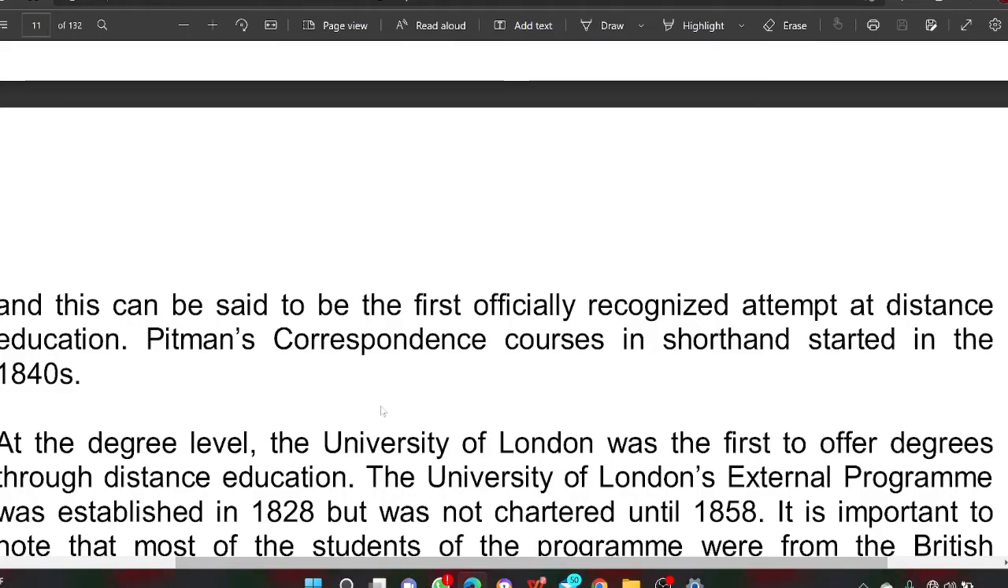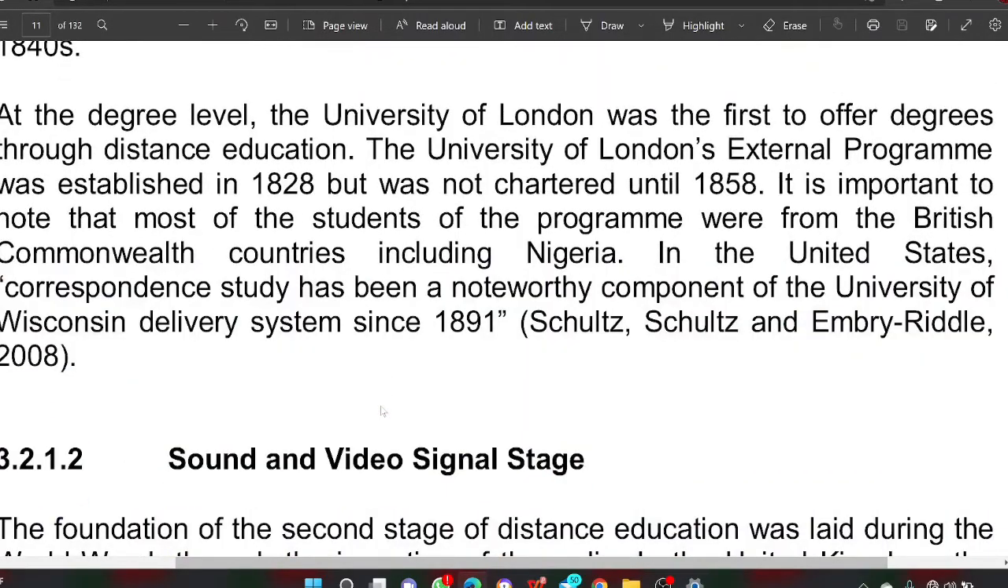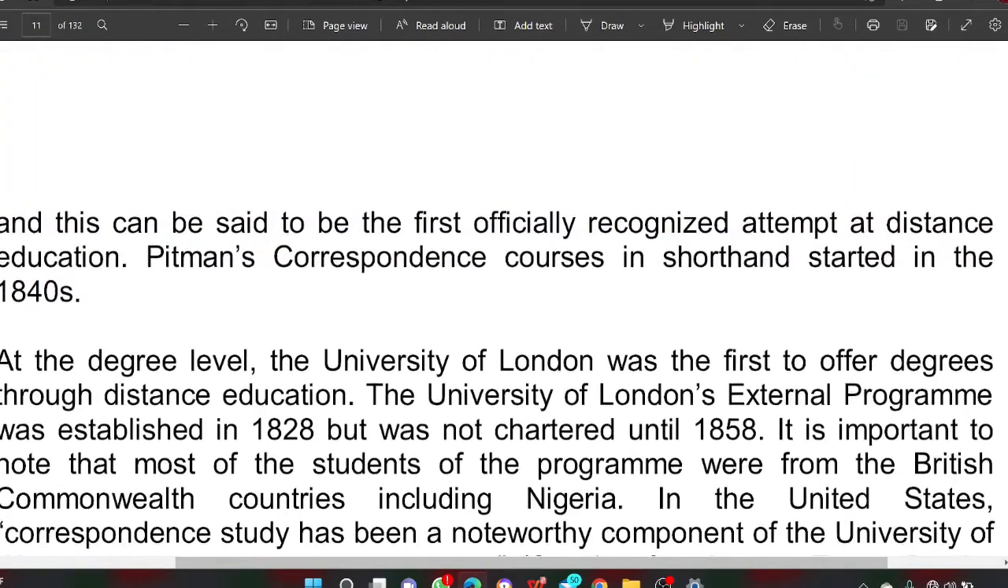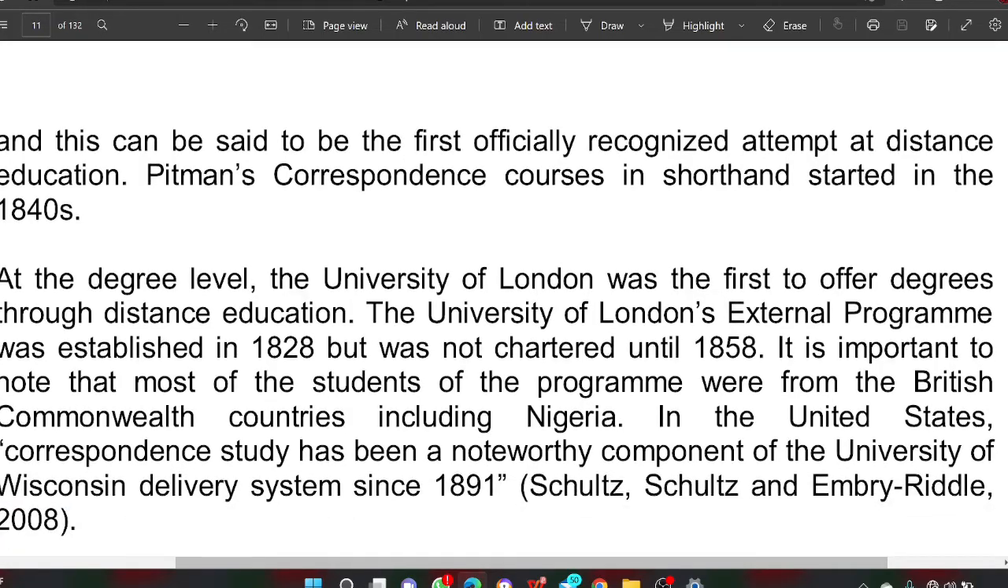At the degree level, the University of London was the first to offer degrees through distance education. At the layman's level, it was Sir Pitman's, but at the degree level, it was the University of London. And Sir Pitman's correspondence courses in shorthand were in what year? The 1840s.